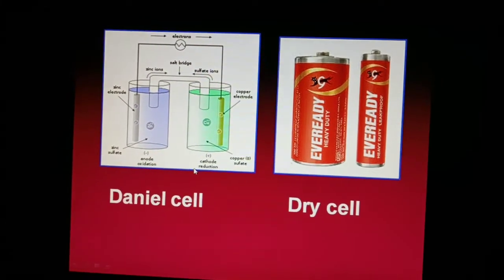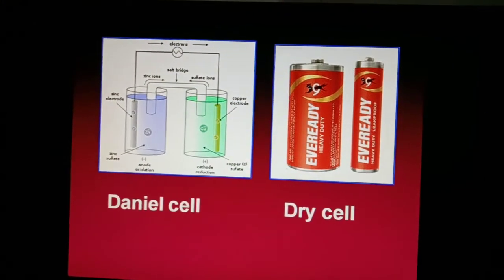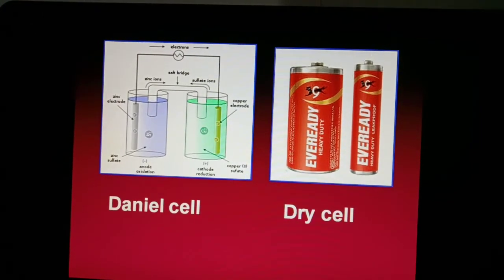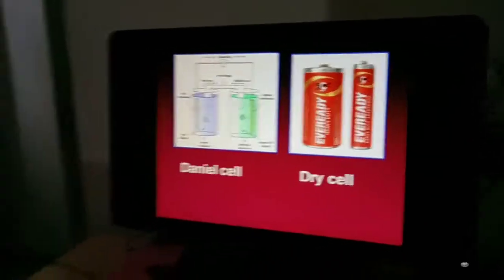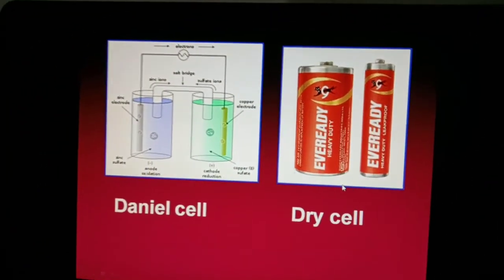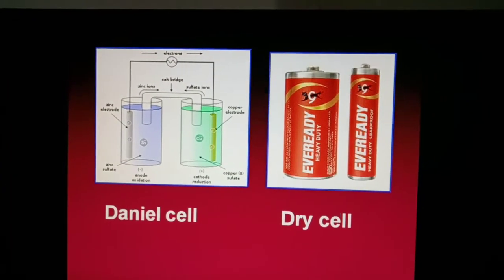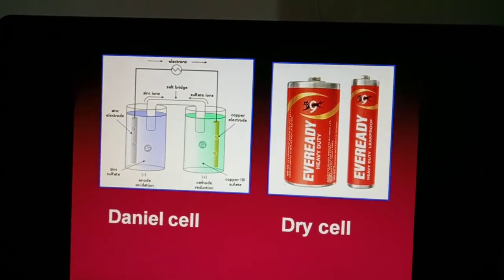First is Daniell cell. It was the first electrochemical cell discovered by Alexander Volta and Luigi Galvani, followed by Daniell. This cell is also called as galvanic cell or voltaic cell. Next cell is a dry cell. You must have observed this cell in portable radios, tape recorders, clocks and flashlights.